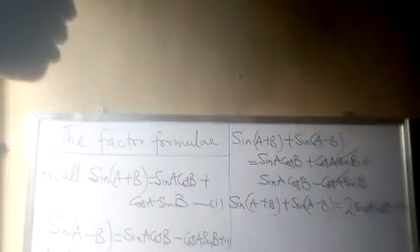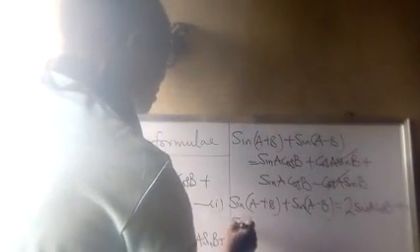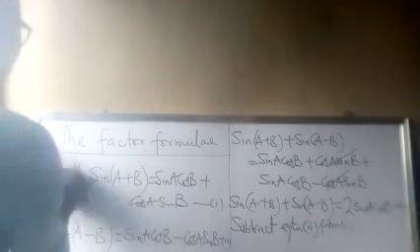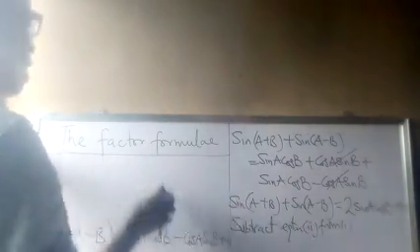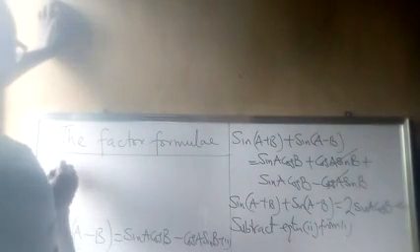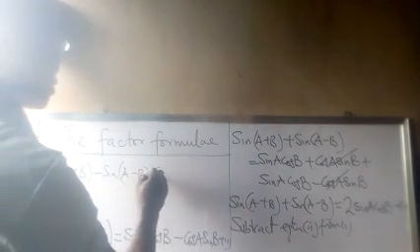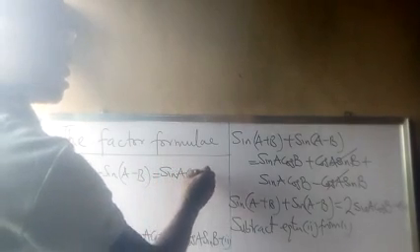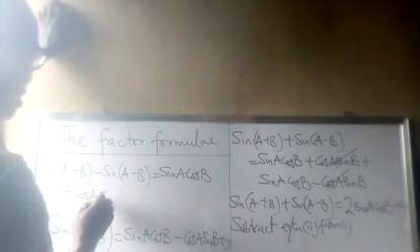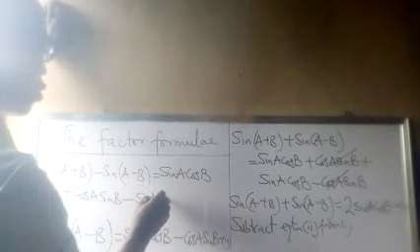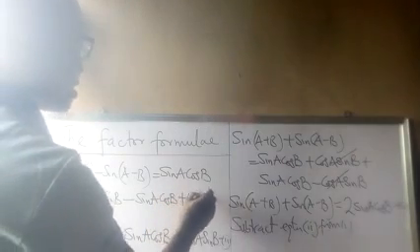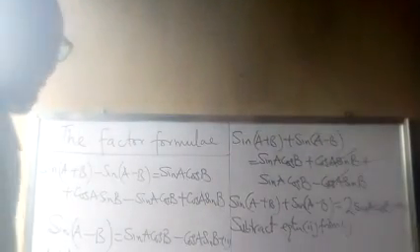Now let's subtract equation 2 from 1. We have sine (A plus B) minus sine (A minus B) equal to sine A cos B plus cos A sine B, minus sine A cos B plus cos A sine B. We are subtracting, so the signs of the second bracket will change.